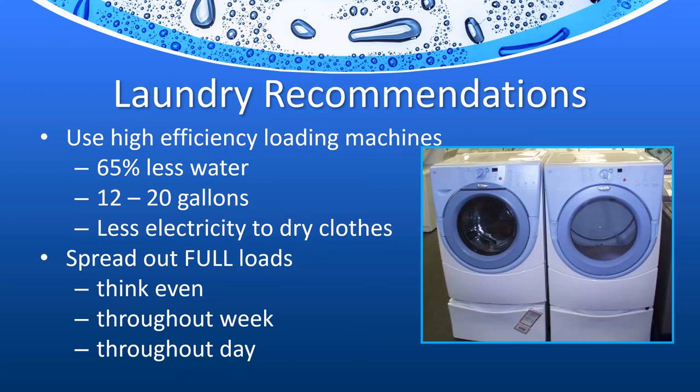So the high efficiency machines use a lot less water, 12 to 20 gallons, and they are actually very efficient with electricity as well. Now there's a picture of the front loading machines here, but I know they make high efficiency top loaders now too. It's just kind of your preference. But that is a good way to be very efficient on your water usage as well. The other key thing on laundry is to spread out your loads throughout the week.